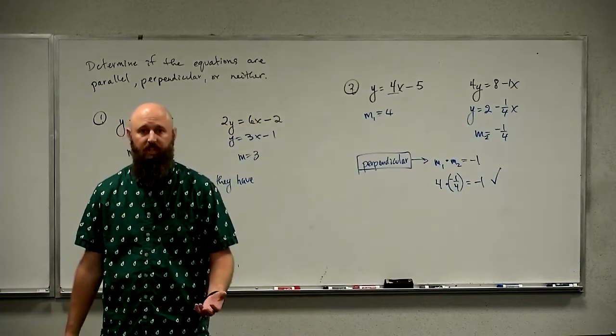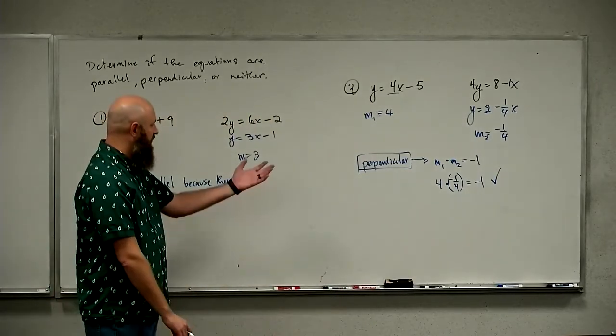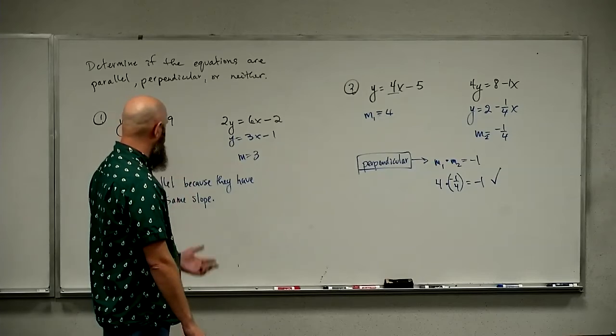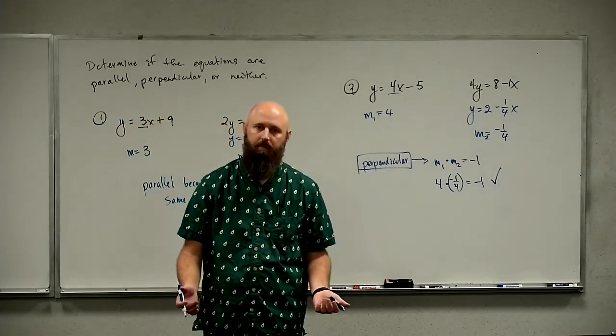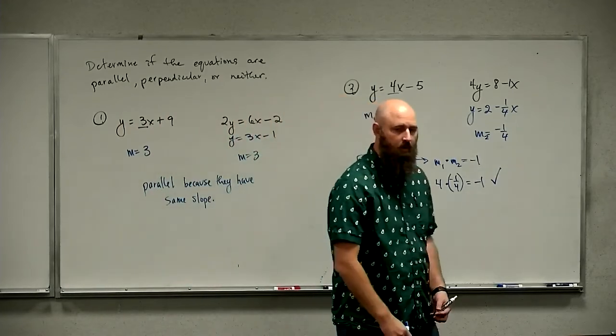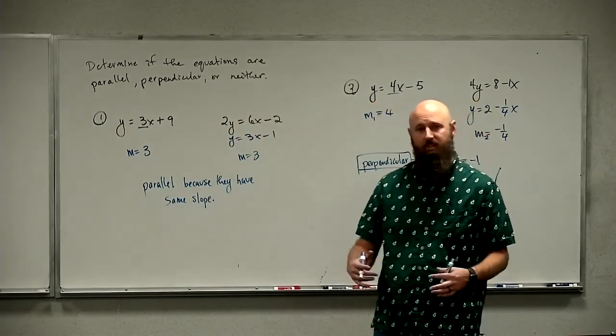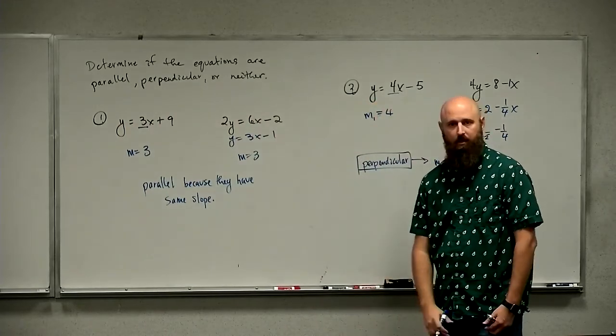Now, if neither one of those two things happens, you would select neither. You would say the slopes do not equal negative 1, and they are not the same. So therefore, it would be neither one. Okay, so those are how you would explain those types of problems. All right, so that's what you're going to be doing in this section. You're going to be graphing, and then you're going to be looking at these parallel and perpendicular lines.